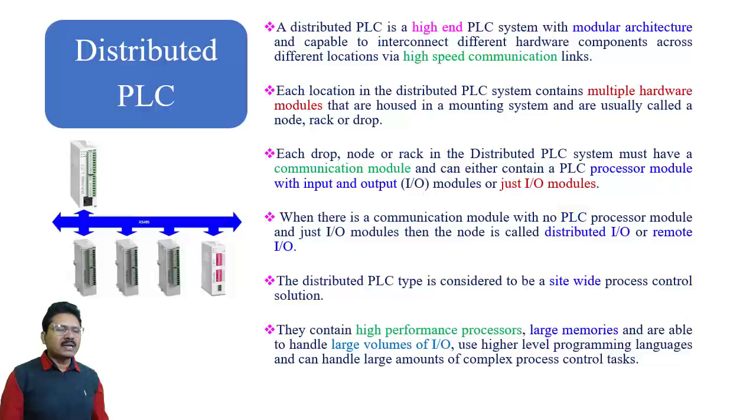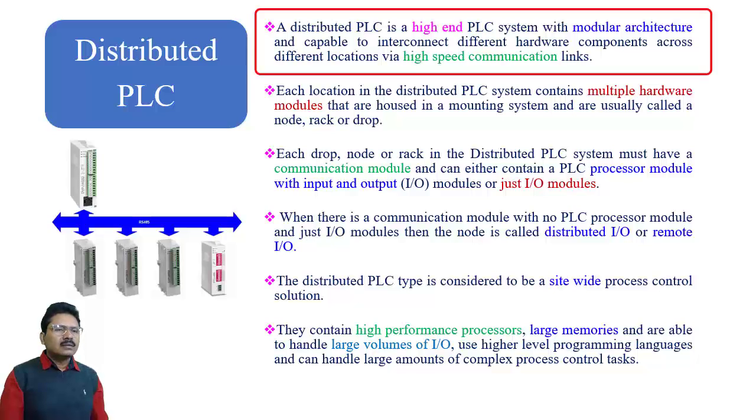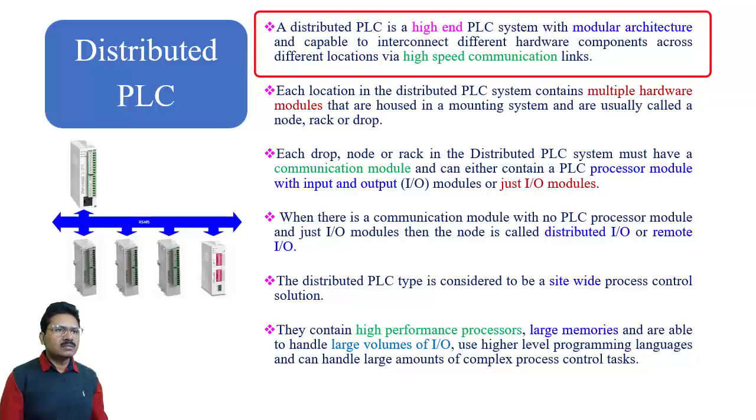Next, the distributed type of architecture. In this architecture, the different hardware of PLCs are distributed in different areas of the plant. See in the figure, this is one part of the hardware, this is another part, this is another part, this is another part. All are distributed in different areas of the plant and used for the automation of those parts of the plant. The distributed PLC is a high-end PLC system with modular architecture and capable of interconnecting different hardware components across different locations via high-speed communication links.